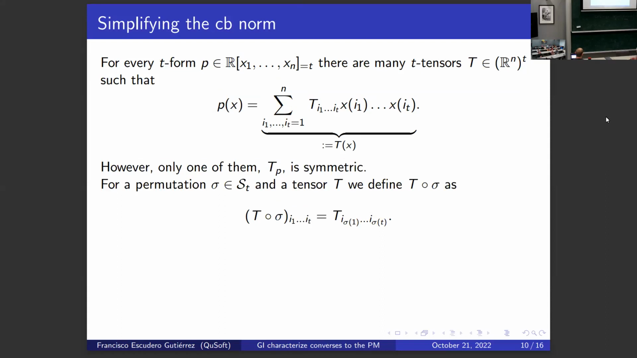I'm sorry, what's a form? A form is a polynomial that is homogeneous. Again? Homogeneous polynomial equals form. Oh, okay. Form. Yeah. Okay.